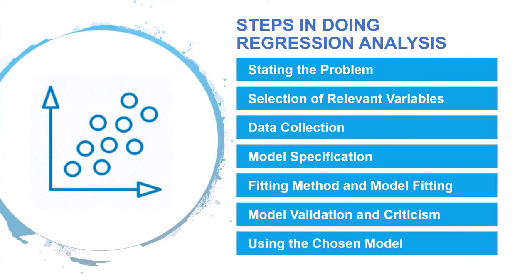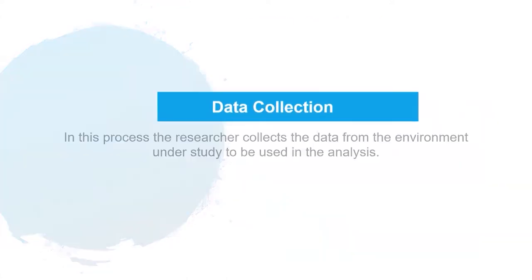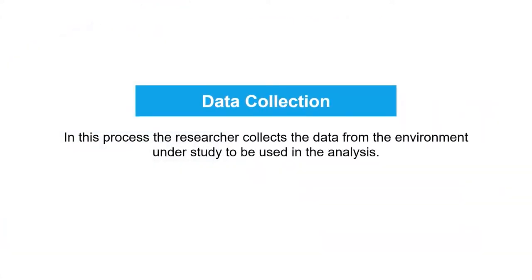The third step is data collection. In this process, the researcher collects the data from the environment under study to be used in the analysis. Sometimes, the data are collected in a controlled setting so that factors that are not of primary interest can be held constant. More often, however, the data are collected under non-experimental conditions where very little can be controlled by the researcher. In either case, the collected data consists of measurements for each of the potentially relevant variables.